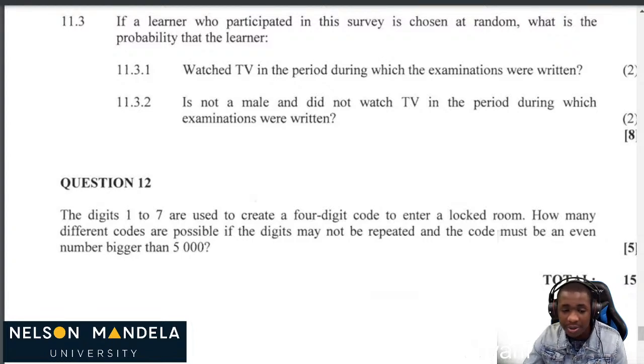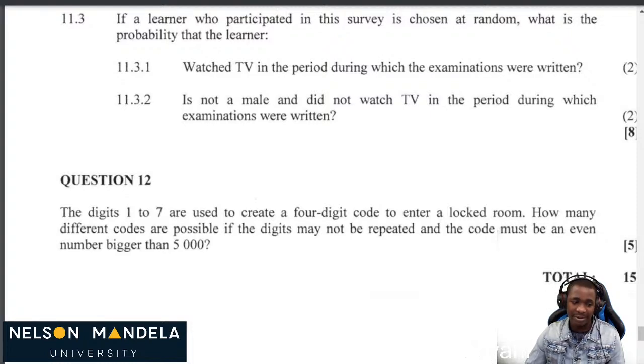All right. Now it's permutations. Let's do our last question, guys. The digits 1 to 7 are used to create a 4-digit code to enter a locked room. How many different codes are possible if the digits may not be repeated and the codes must be even numbers?